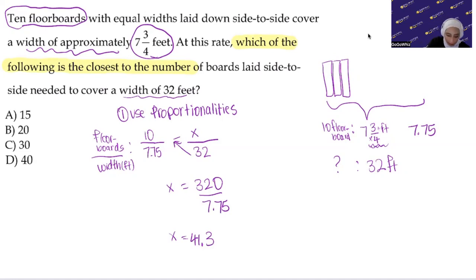So over here, we see that 40 is the closest number to the number of floorboards they're actually going to need. If they use 40, they're going to have a little bit that's not covered, but that's okay, because we weren't asked for what the actual number is. We were asked for what's the closest.